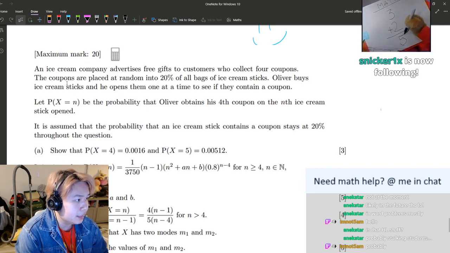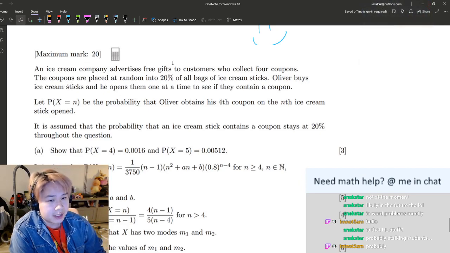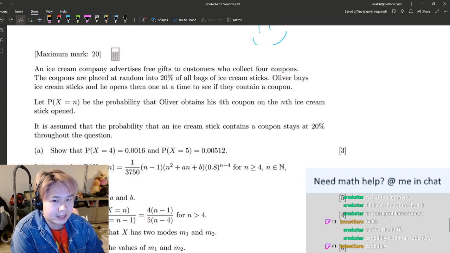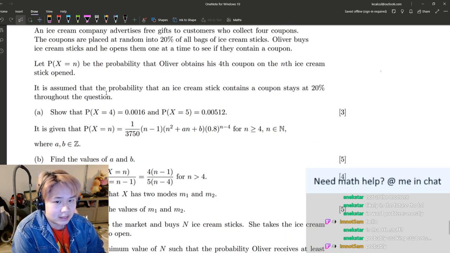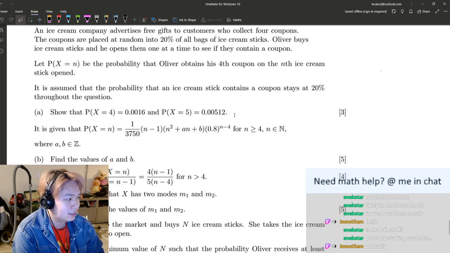Okay, let's see. Ice cream company advertises free gifts to customers who collect 4 coupons. Coupons are placed randomly into 20% of all ice cream bag stick things. Oliver buys ice cream sticks and he opens them one at a time and sees if they have a coupon. So, the probability that Oliver obtains his 4th coupon on the nth ice cream stick opened. It is assumed that the probability that an ice cream stick contains a coupon stays at 20% throughout the question. Show that X4 and X5 are this.